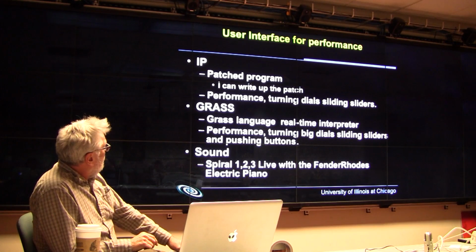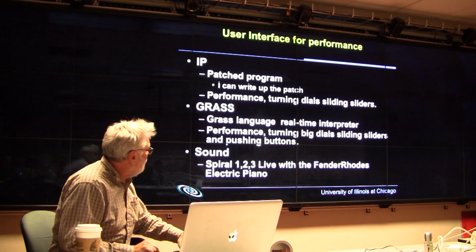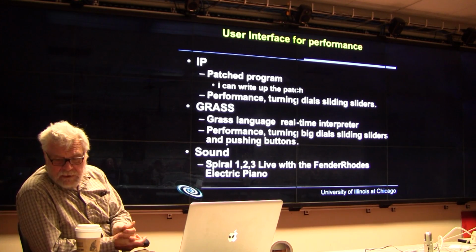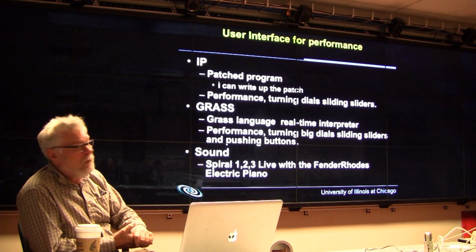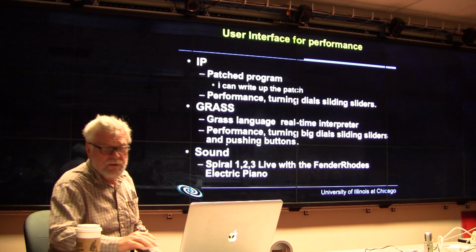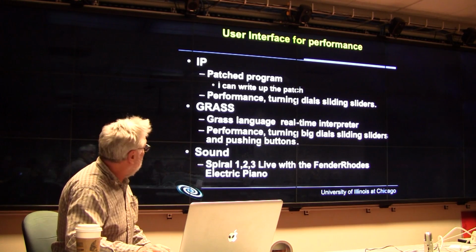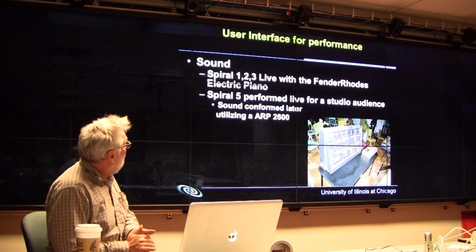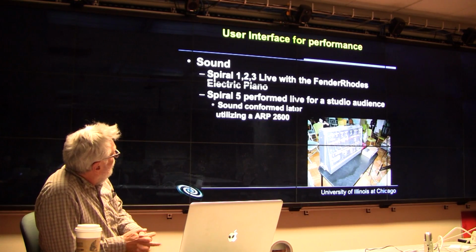The sound in Spiral 1, 2, and 3 was live with the Fender Rhodes electric piano played by Bob Snyder, or Sticks Rabone, as his alias is. He's a professor at the School of the Art Institute in the sound department, was then and still is. The sound for Spiral 5 was conformed.